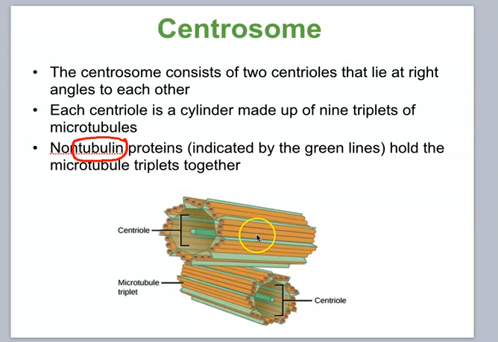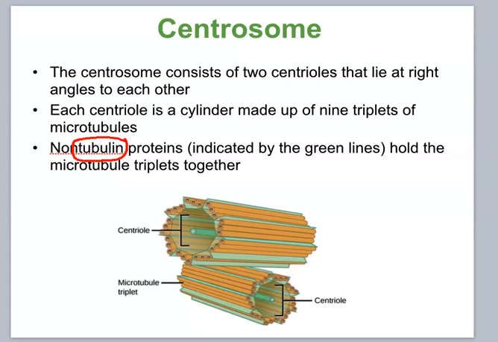Okay? And they function such that they actually have a repeated array made up of 9 triplets. Okay, 1, 2, 3, 4, 5, 6, 7, 8, 9. And this actually gives you now this repeated hollow form, and that repeated hollow form has incredible strength and integrity to it.